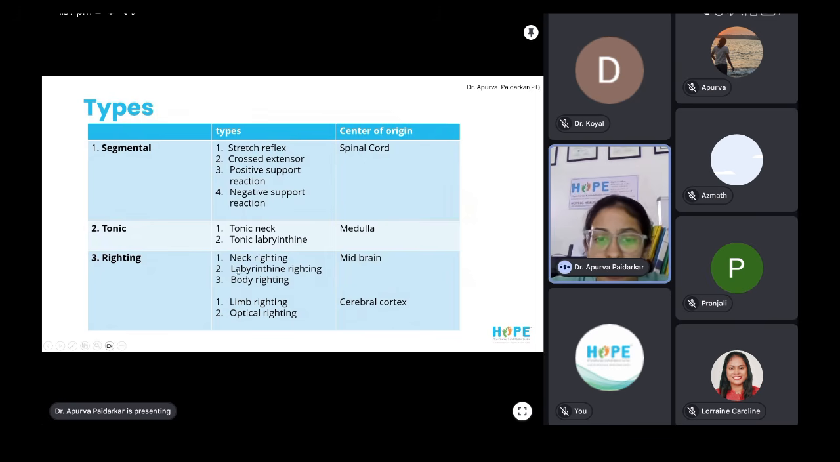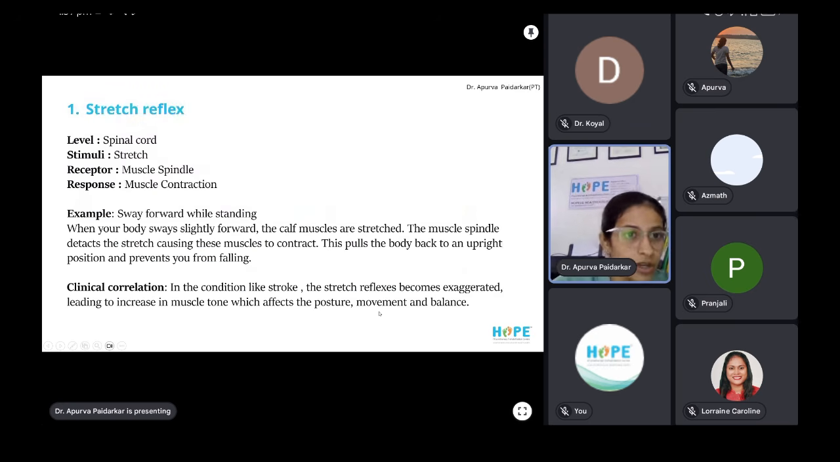And the third is righting. In righting, there is neck righting, labyrinthine righting, and body righting, for which the center of origin will be the midbrain. And for the limb righting and optical righting, the center of origin is the cerebral cortex.